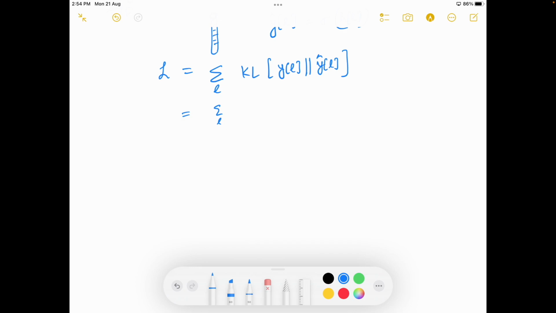ReLU is max of 0, x. So the gradient is always 1 on one side. On one side it is 0, but on the other side it is always 1. So that's why people prefer using ReLU instead of sigmoid in the layers. Okay, now let's come back to this.